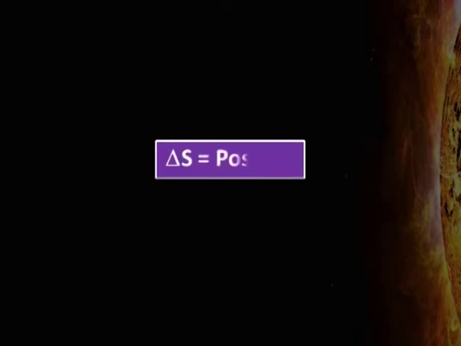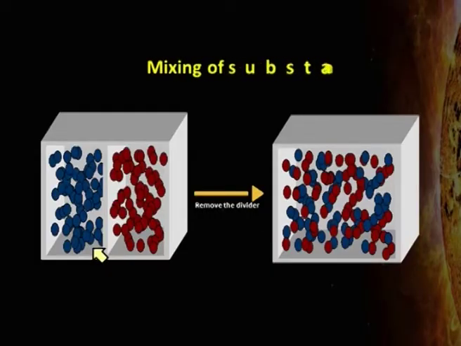It can also be said that delta S for this change is positive. Mixing of substances without any chemical reaction also affects entropy. The situations in which molecules are more mixed up are more disordered. In this situation, delta S of the system increases. Have a look at this example.